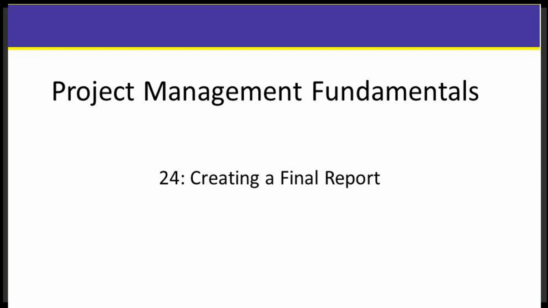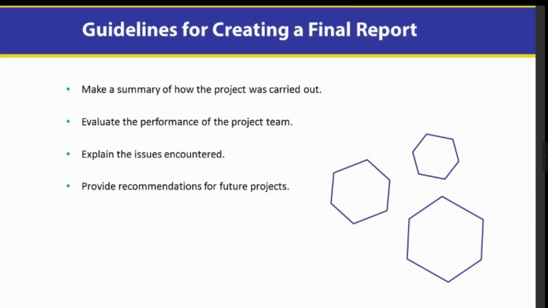Okay. So to wrap this up, we want to do in a final report a summary of how the project was carried out. The things that we did good, the things that we need to work on. Evaluate the performance of the project team as individuals and as a team together. Explain any issues that you encountered so that we can learn from that going forward, and then provide any recommendations for future projects. So you would use your expertise as a project manager to say, hey, at a high level, this is what we want to consider doing different in order to be more successful.